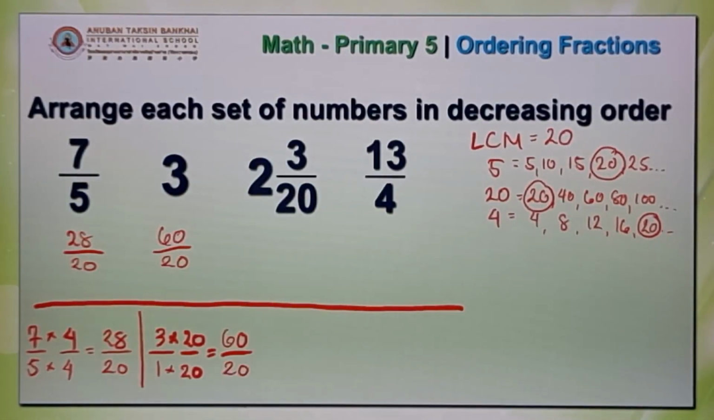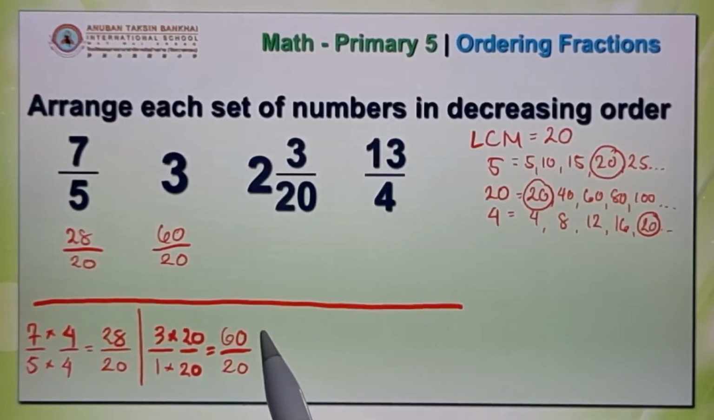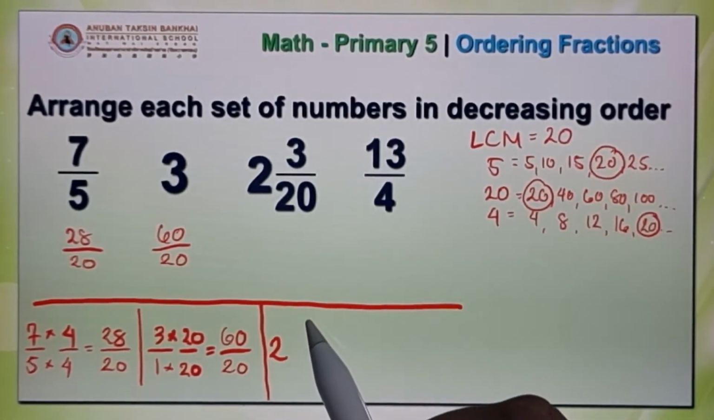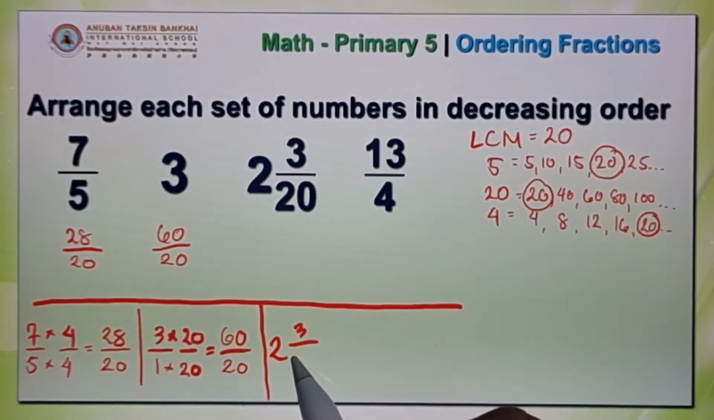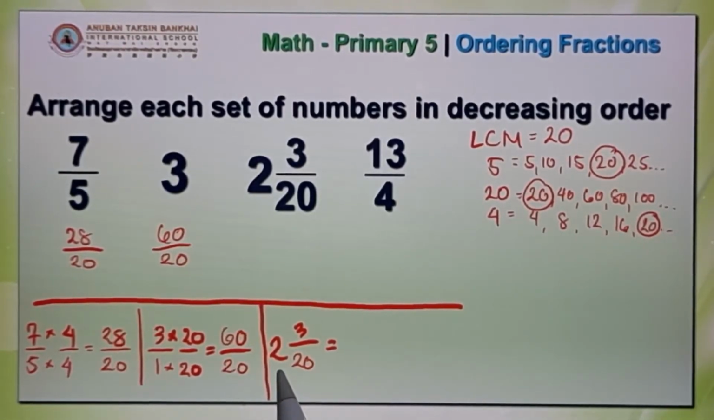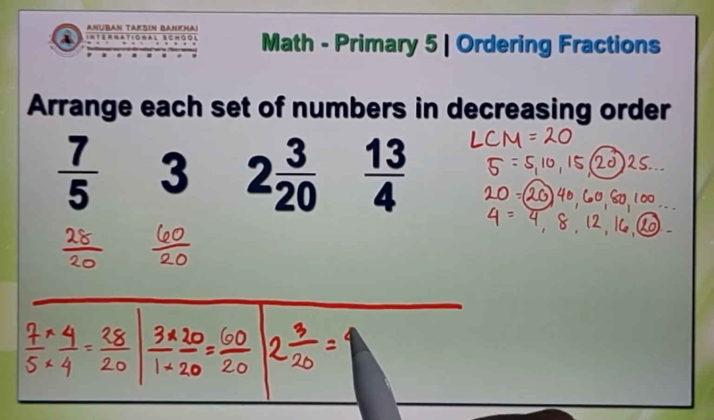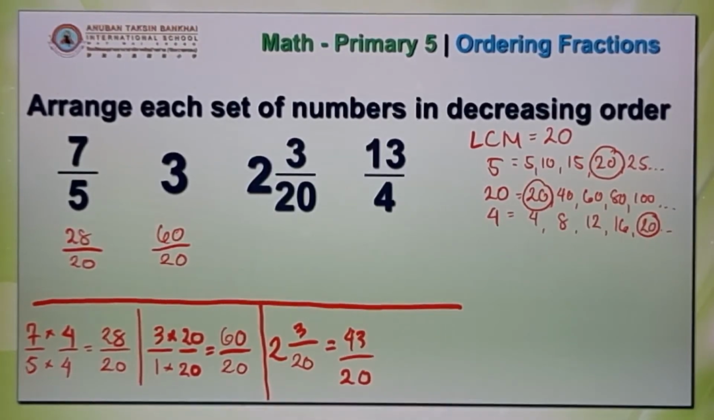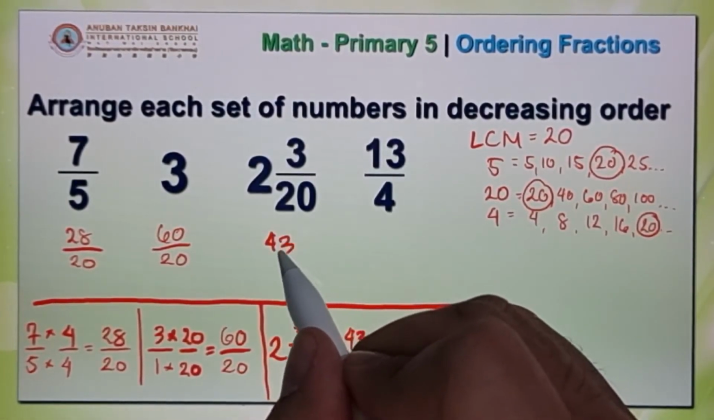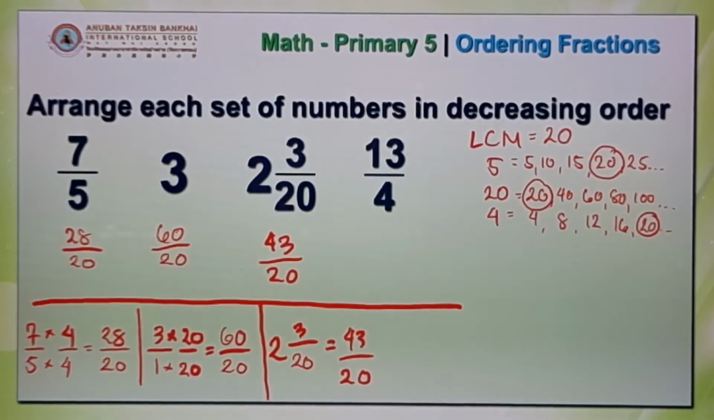Okay, next, we have here a mixed number. So again, when we have a mixed number, we change this first into an improper fraction. So 20 multiplied by 2, we have 40, plus 3, we have 43. And then we copy the denominator. Since this is already 20, no need to change it. We have now 43 over 20.